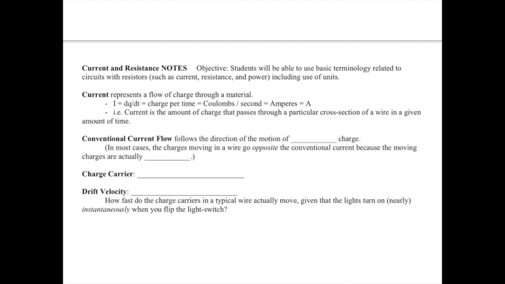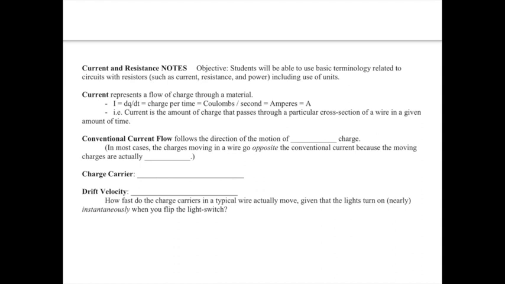Hey guys, we're going to take some notes about current and resistance, which is the next part of the unit on circuits. So this is what the first half of the notes packet page ought to look like. Make sure you are on this page before you go any further in the video.